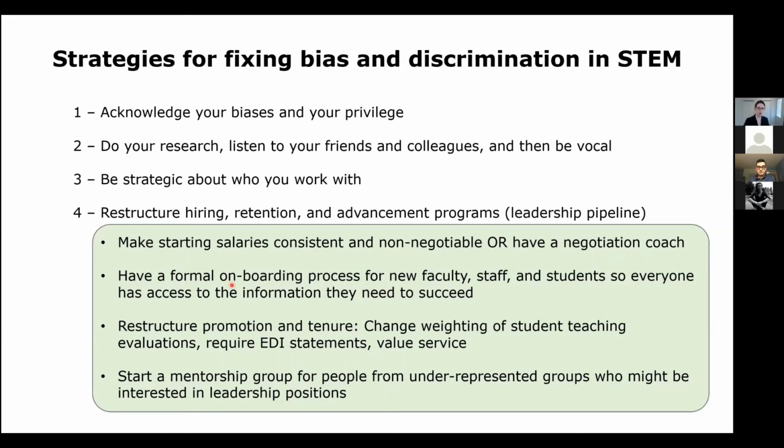Have a formal onboarding process for new faculty, staff, and students. When I was a graduate student, I wrote the Graduate Student Survival Guide, and it was a list of things. It was a booklet for new graduate students telling them exactly how to navigate their graduate school experience, where to get help when you needed it, who had keys when you needed them, that kind of thing.